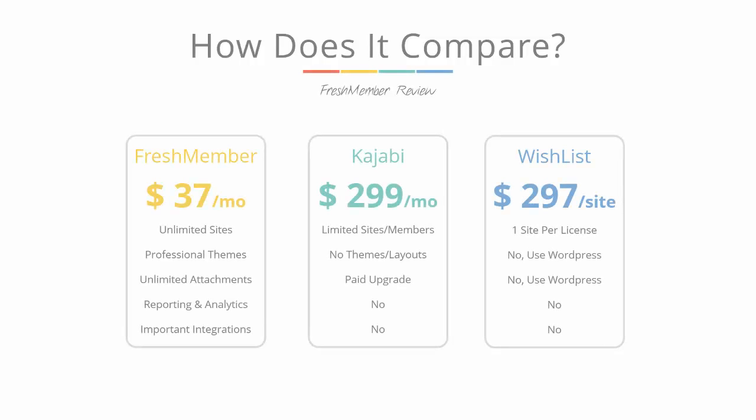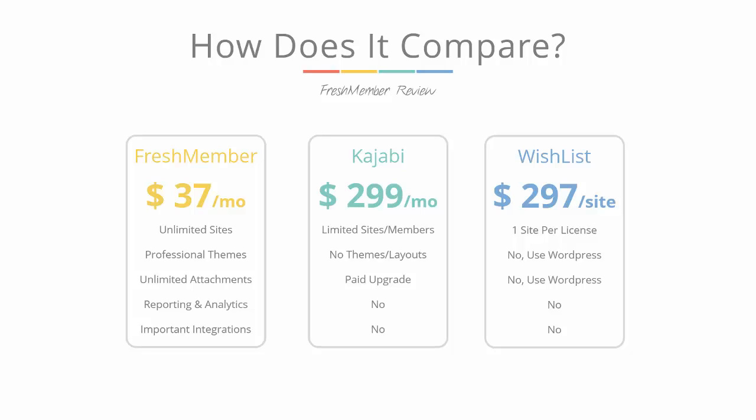So now that we have taken a look inside of FreshMember, how does it compare to the competition that is out there? With this quick sample, I'm going to compare it with Kajabi and with Wishlist. Kajabi is the same kind of thing as FreshMember, where they host your membership sites for you, and Wishlist is just a WordPress plugin that you have to buy and install on your WordPress website.